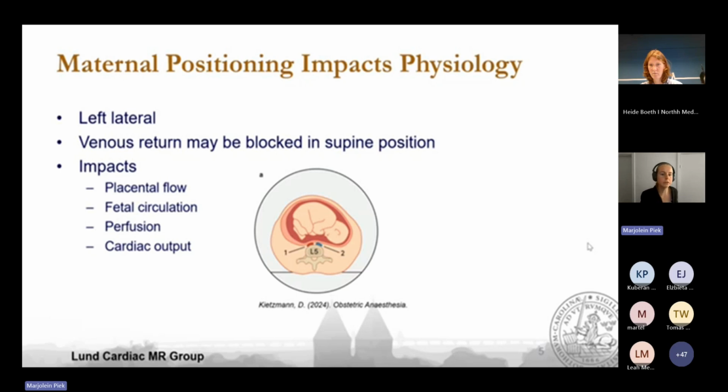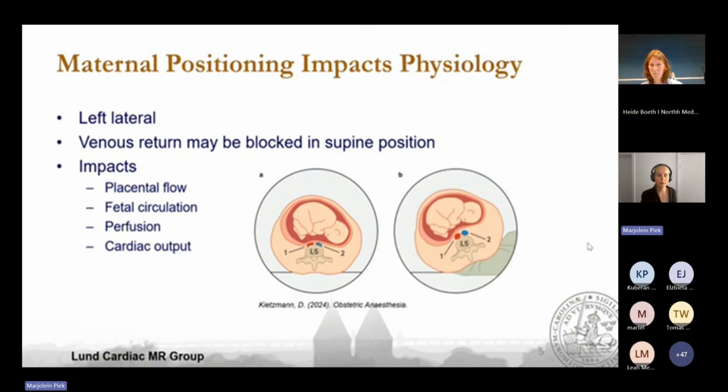So in the figure here, you see the supine position, and the numbers 1 and 2 point to the aorta and the vena cava, and they are suppressed. When we then tilt the woman, as in image B, towards the right, you can see that both vessels are no longer suppressed. And if the venous return is blocked, this impacts placental flow and circulation, which will affect perfusion and cardiac output.